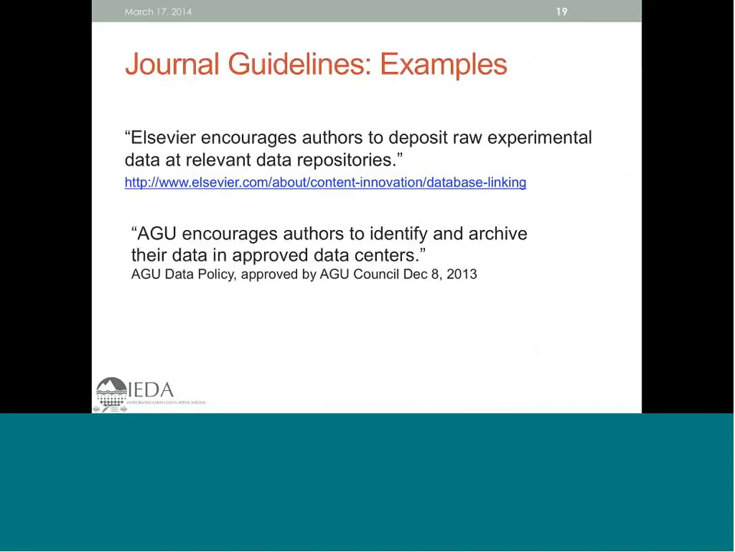Here are two examples of how journals are increasingly advocating this procedure. Elsevier encourages authors to deposit the raw experimental data at relevant data repositories, and they're coming up with lists of which databases, which data centers, which data repositories have the right infrastructure to ensure long-term access to the data, and so on. And the same is true for AGU, which, as part of its new data policy, encourages authors to identify and archive their data in appropriate data centers.